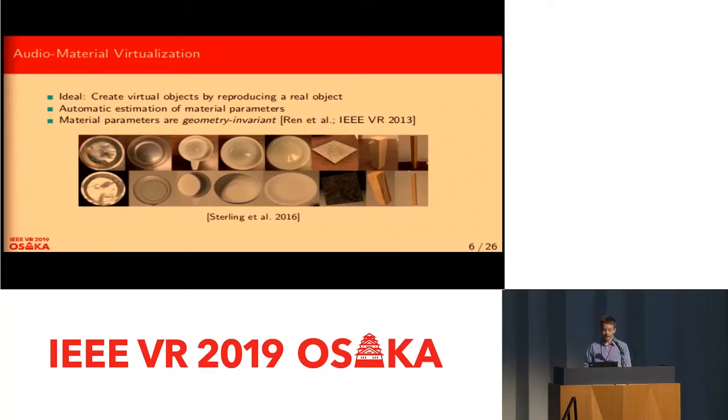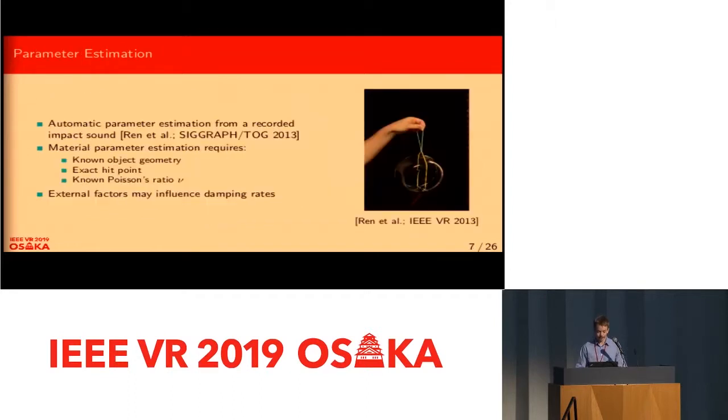And furthermore, since these material parameters have been shown to be geometry invariant, if we can take a real-world object and figure out its material parameters, we can then transfer those material parameters to any other virtual object. There has been prior work on automatic parameter estimation using recorded impact sounds as input.